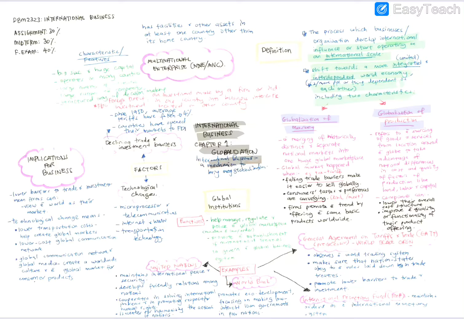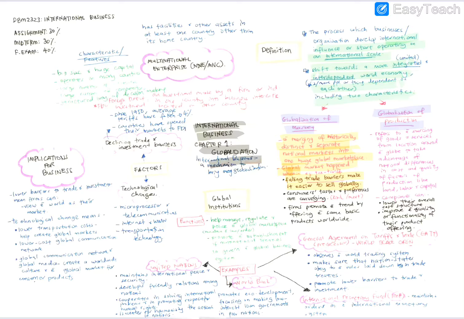Let's see markets: the merging of historically distinct and separate national markets into one huge global marketplace. A global marketplace happens when we have falling trade barriers that make it easier to sell globally. One of the barriers that we know in trading goods and services in the world is trade barriers. If the company removes the trade barrier, as you know, what is a trade barrier? A trade barrier is, for example, a tariff.